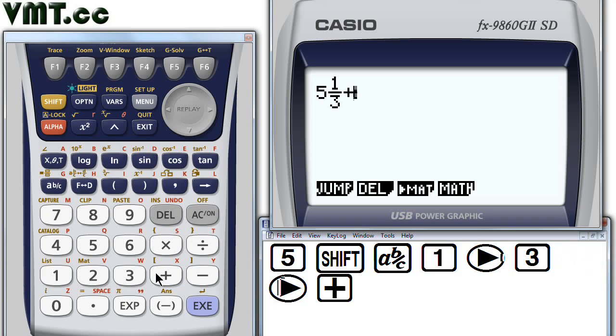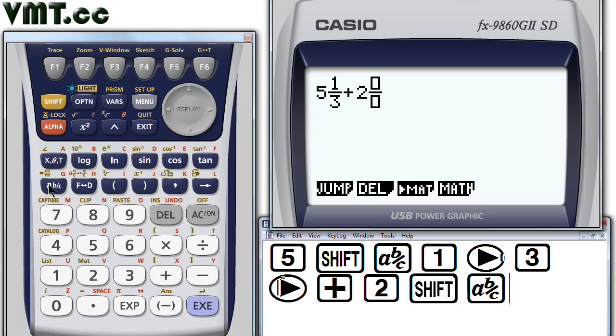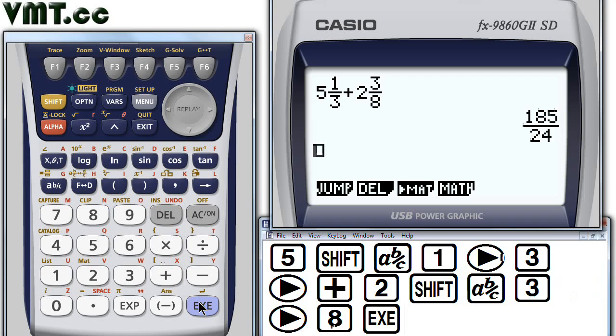plus 2, Shift, fraction key, and then 3, right arrow, 8, and execute.